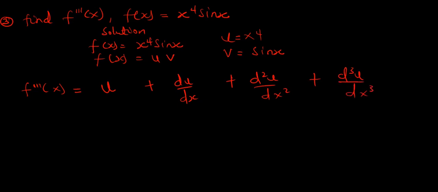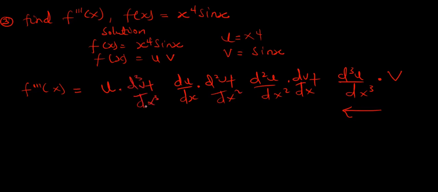Then you start with the v from the right hand side. We started with the u from the left hand side, going this direction. Then you start with the v from here, going this direction. So here we will have our v here, our dv over dx here, our d squared v over dx squared here, and our d cubed v over dx cubed here. So if we write it well, we are going to have something like this.